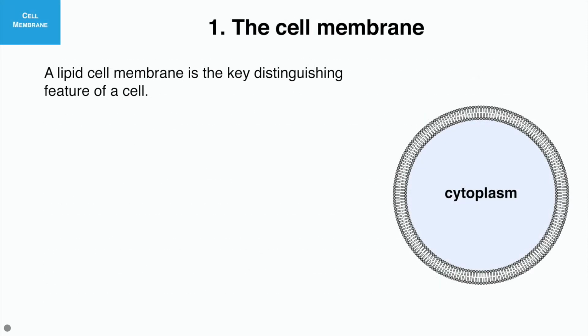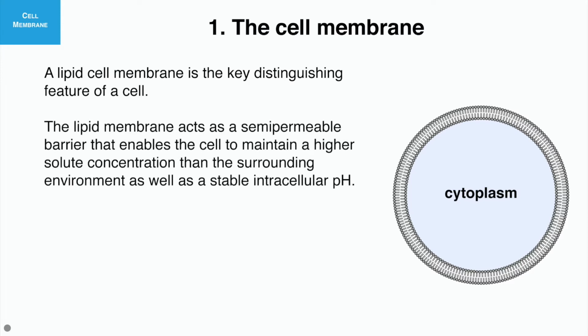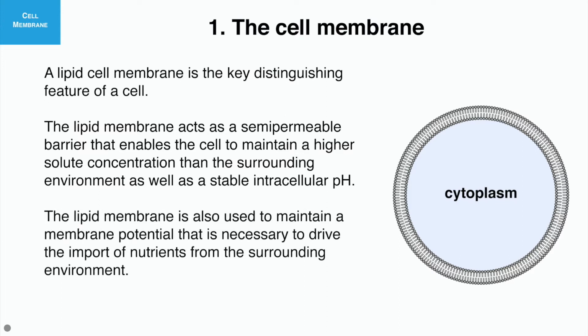A lipid cell membrane is the key distinguishing feature of a cell. The lipid membrane acts as a semi-permeable barrier that enables the cell to maintain a higher solute concentration than the surrounding environment, as well as a stable intracellular pH. The lipid membrane is also used to maintain a membrane potential that is necessary to drive the import of nutrients from the surrounding environment.